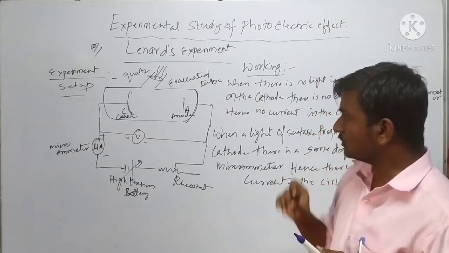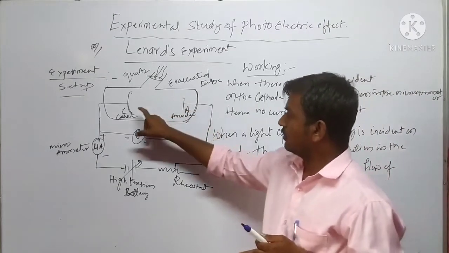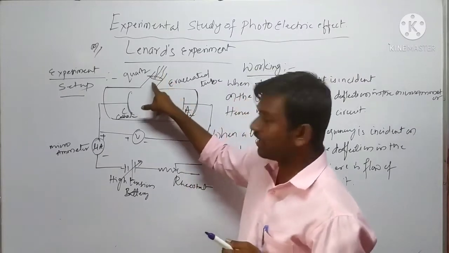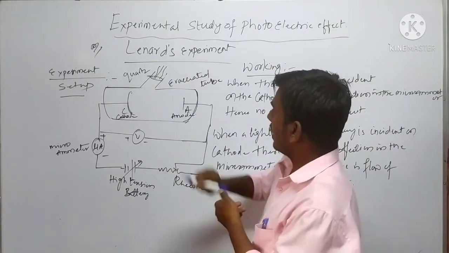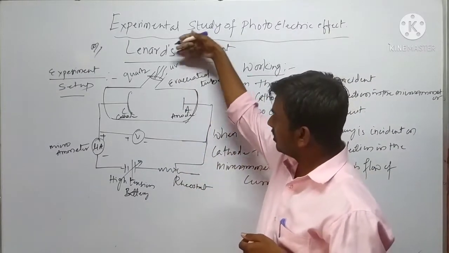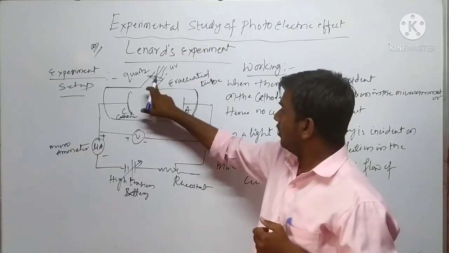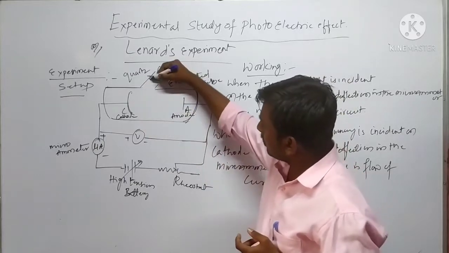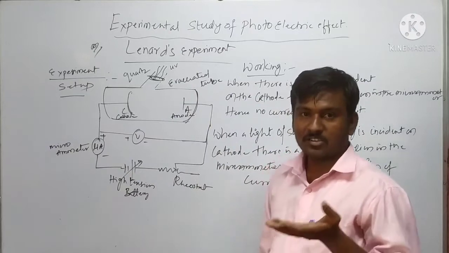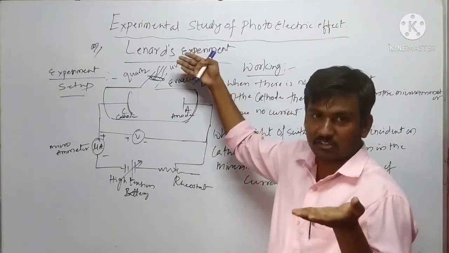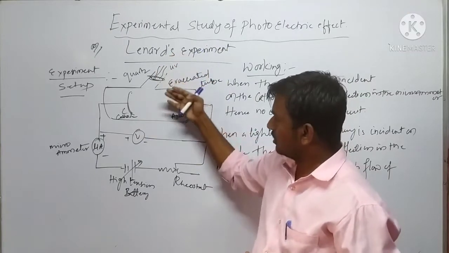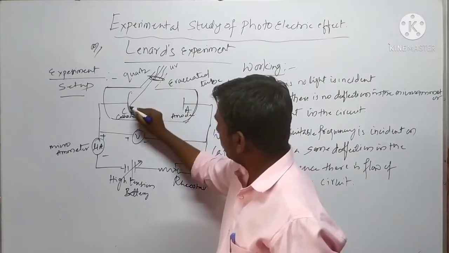Look at the figure here. The window is an opening for light radiation. Ultraviolet radiations will be incident on this window. In the opening there is a quartz window, which will filter some rays, ultraviolet rays and visible rays. They will be incident on the cathode.